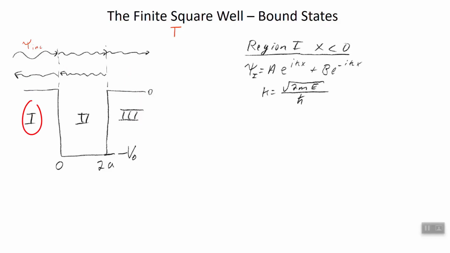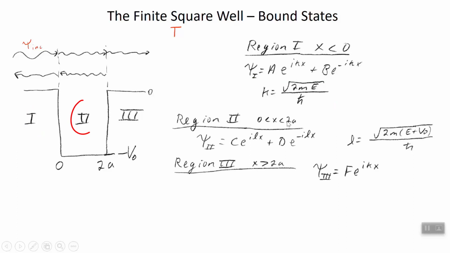Region 1 is before the well. That's set up to be negative x territory, and it's at zero potential because the vertical here is energy, and outside the well the potential energy is zero. Only inside the well do you have potential energy of minus V0. The wave number then is just the standard k, the square root of 2mE over h bar. Rather, energy is h bar k quantity squared over 2m.